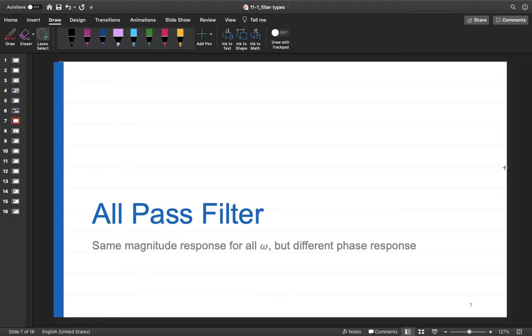So in this video, we'll continue our discussion on different filter types. So we are going to discuss all pass filters. So what are all pass filters?